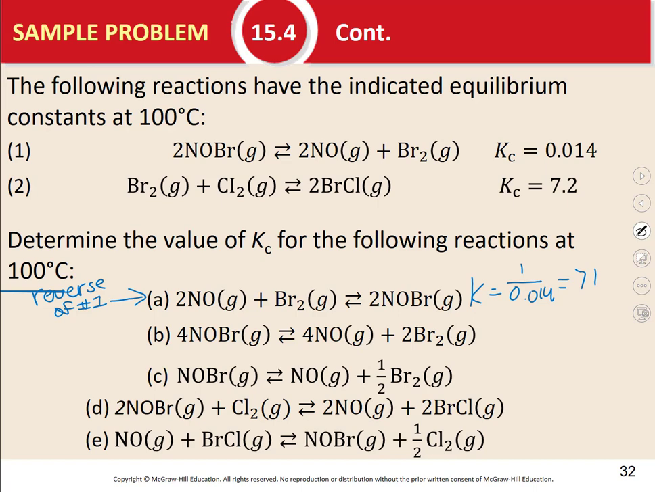What about equation B there? Equation B also came from the first equation, but how do we manipulate it? Multiply by 2, good. So this is equation number 1, and we multiplied it by 2, which means its K value is going to be what? Squared, good. So that should be a small number. It's 2.0 times 10 to the negative 4th. Little number.